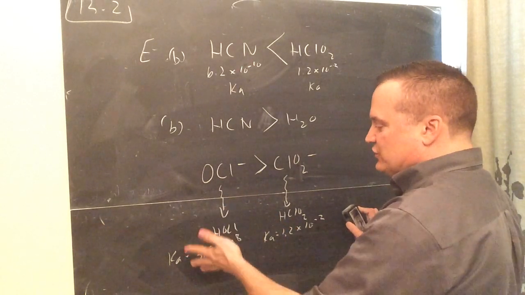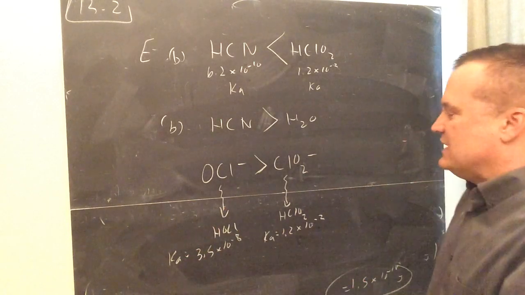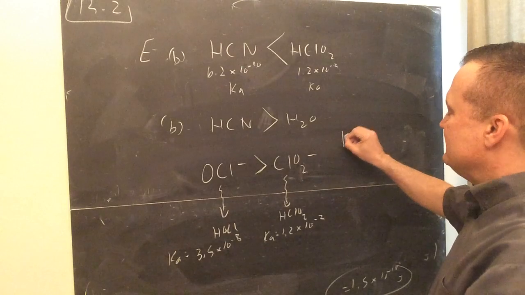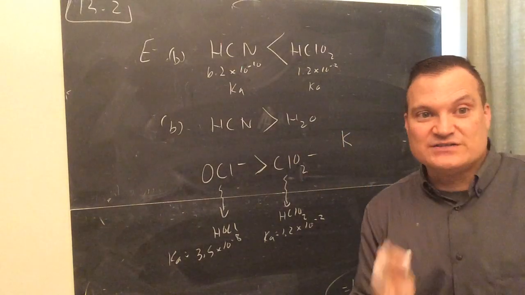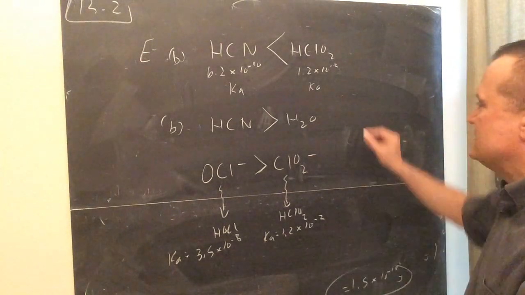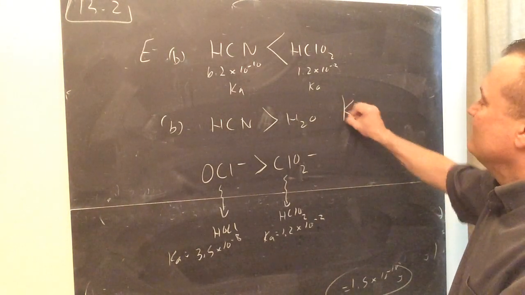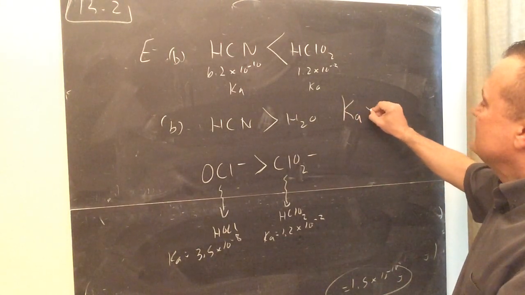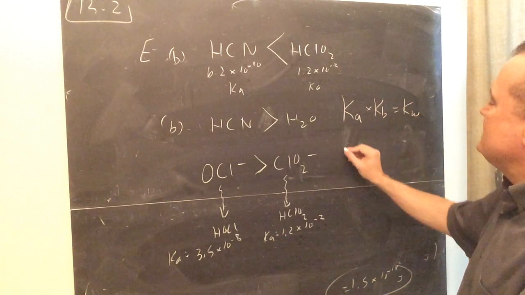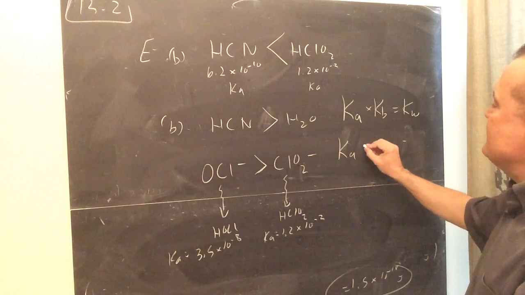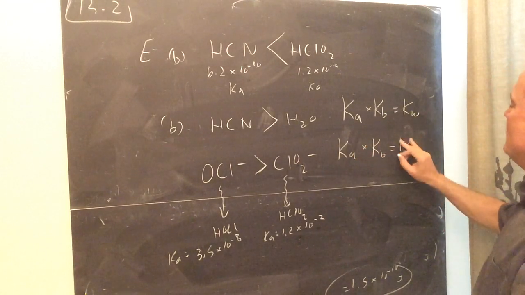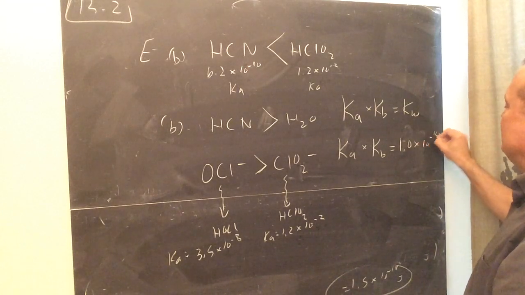There's another math thing you can do, and I'm going to teach it to you in a lesson coming up later, but I'll just tell it to you right now, because you might as well know it. This is a very, very important equation. It's math that's going to come up later. Ka times Kb equals Kw. What that means is Ka times Kb equals 1.0 times 10 to the negative 14 at 25 degrees.